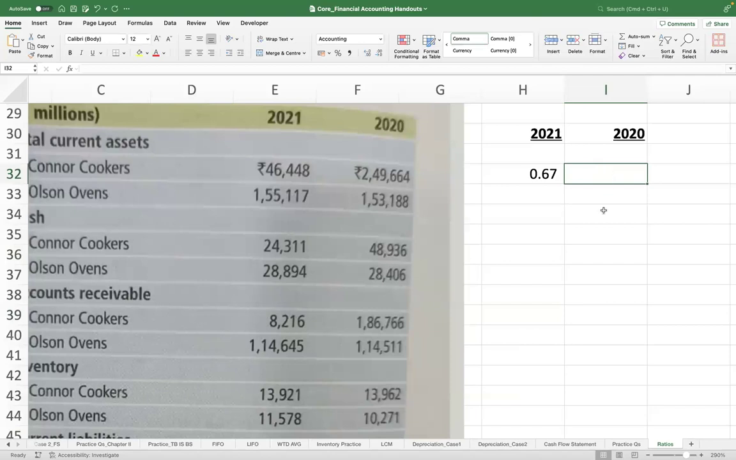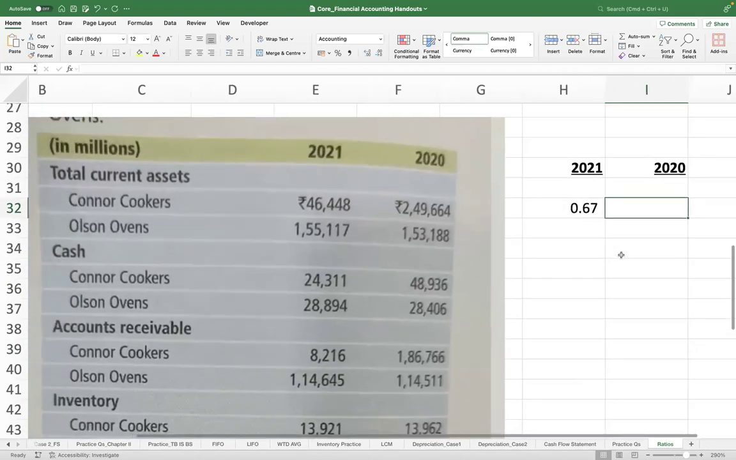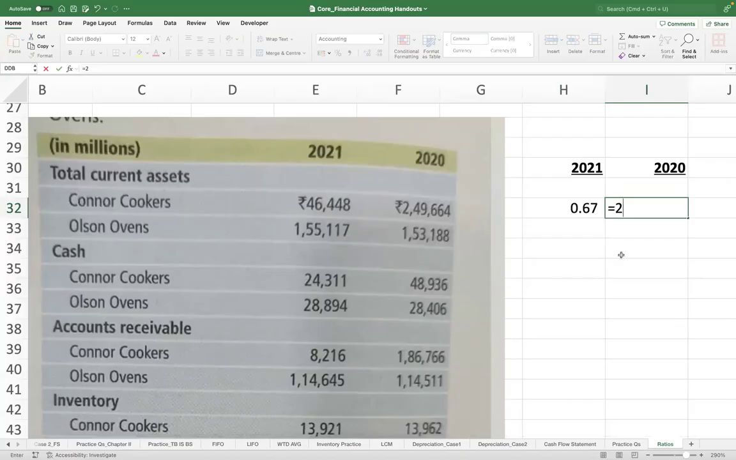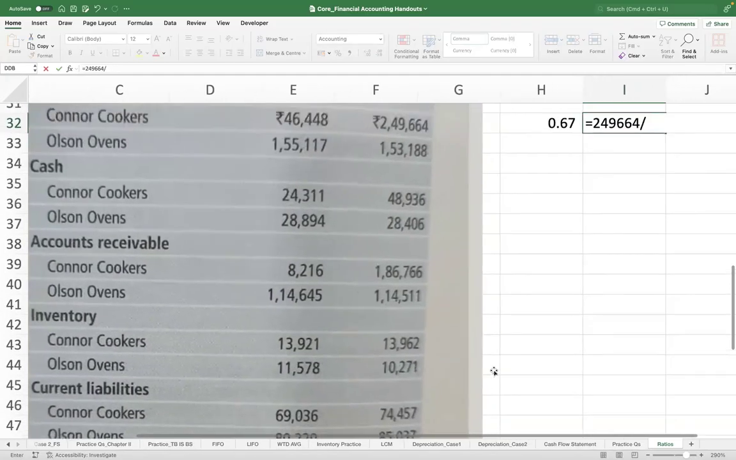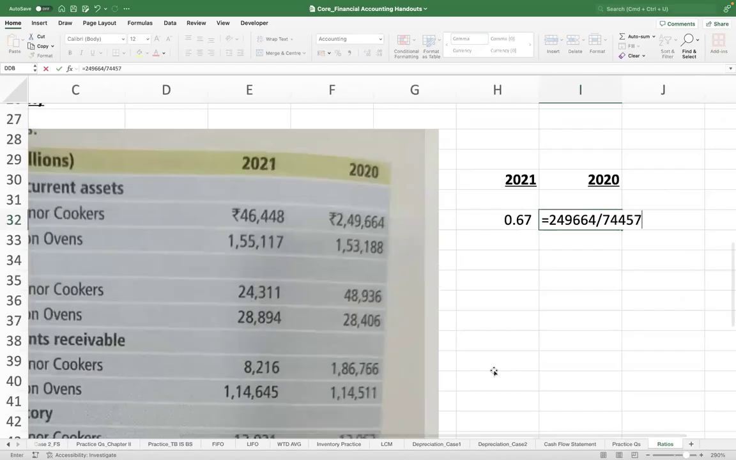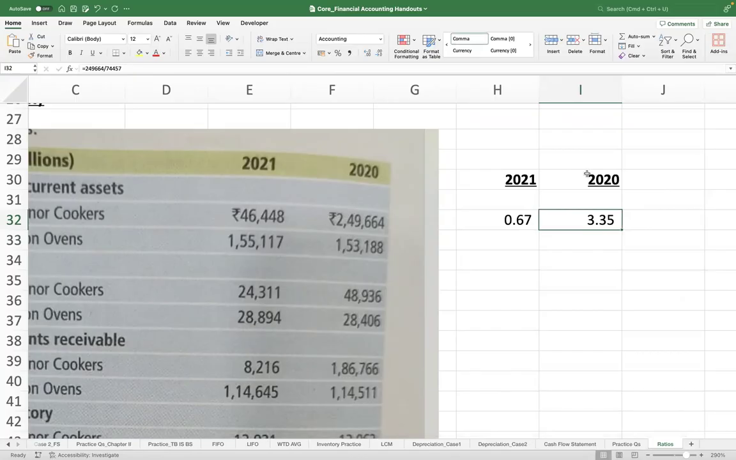What about the other guy? What about 2020? 2020 will be 249,664 divided by 4644. No, sorry. Divided by 74457. Now this is strange. What does this tell you? It tells you that your current ratio has declined from 3.35 to 0.67.